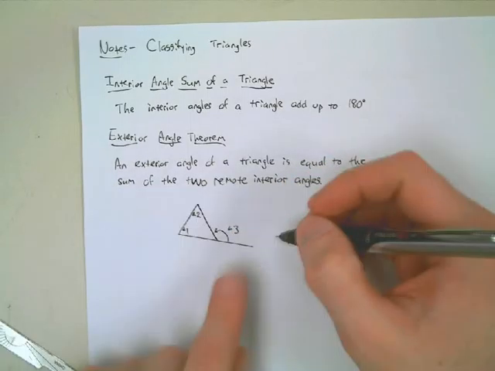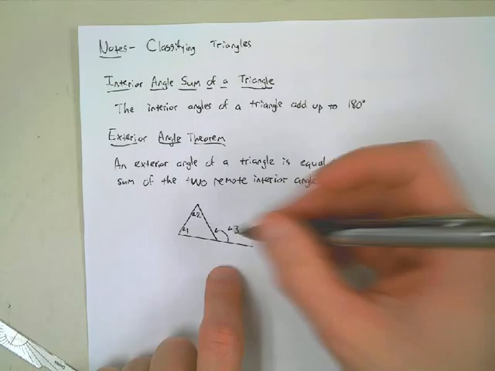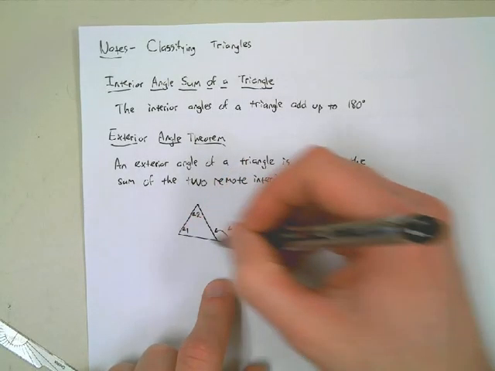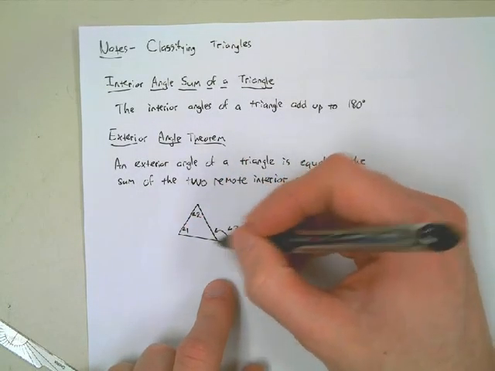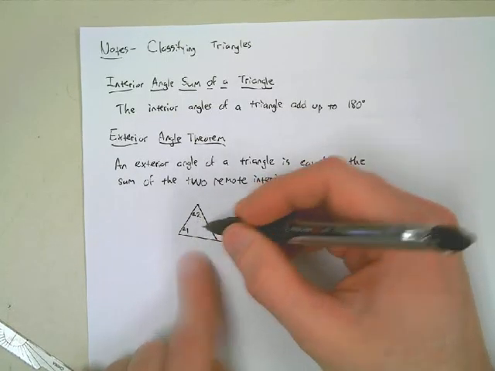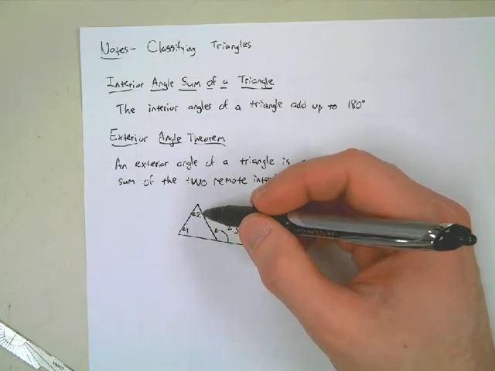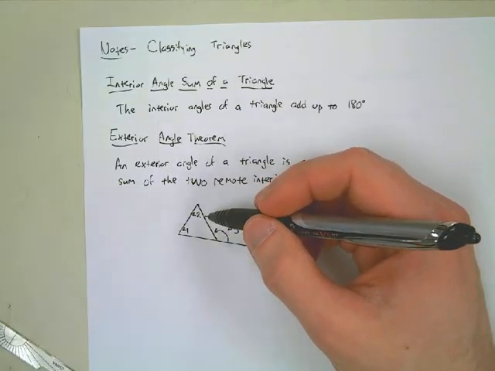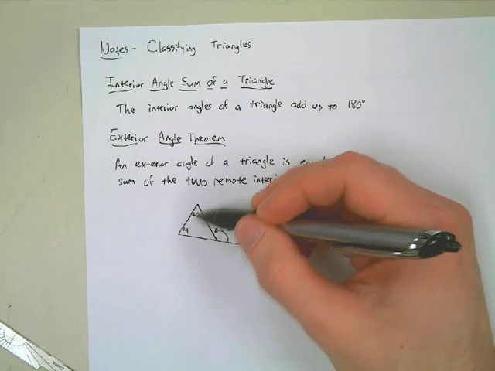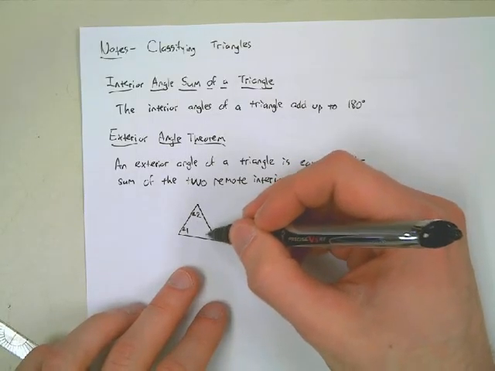So angle 3 is an exterior angle. Exterior, it's on the outside of the triangle. It's made by extending a side, and then it's the space between that extended side and another side of the triangle. And then angle 1 and angle 2 are the remote interior angles. They're remote because they're far away. This angle right here would be the adjacent interior angle, but we're not going to name that because it's not part of it.